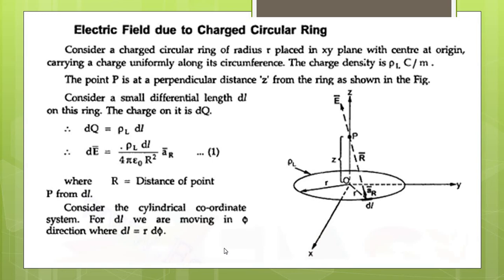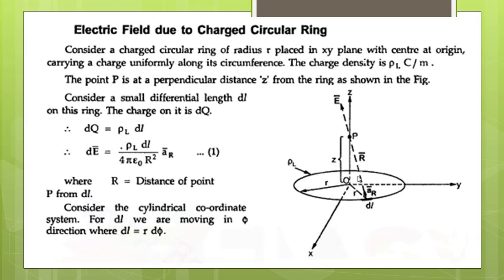Next we will see the electric field intensity due to a charged circular ring. Now here we will consider that the charged circular ring has a radius of r. It is placed in the xy plane. Its center is at the origin and it is carrying a charge uniformly along its circumference, and the charge density is rho L coulombs per meter.